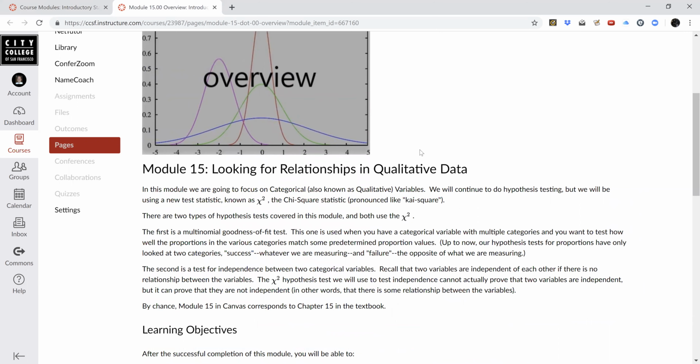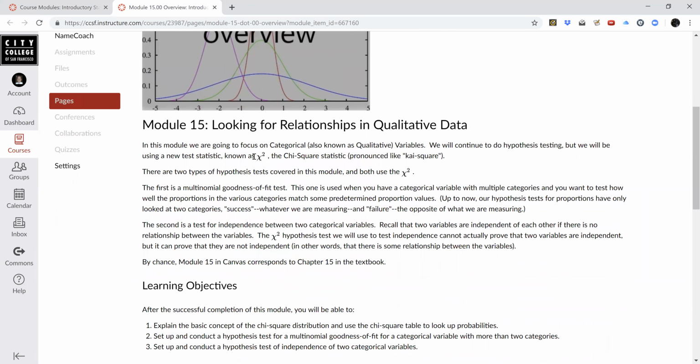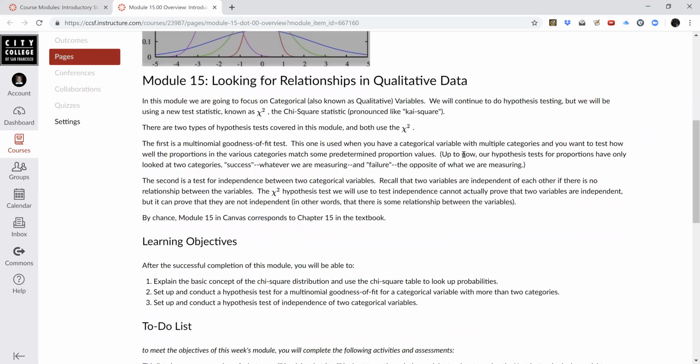qualitative variable. So chi-squared is this funny-looking X, sort of Greek letter with a little squared up above it. And the reason that it's always a square is that it's always going to be a positive number. We're always going to be squaring things when we add up and calculate chi-squared. So the two hypothesis tests we're going to learn about in this module have to do with categorical variables. The first one is a multinomial goodness of fit test.